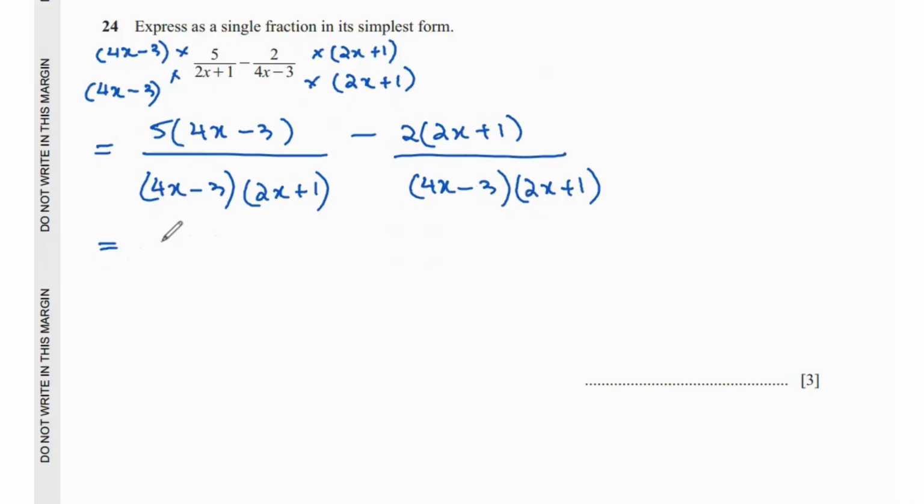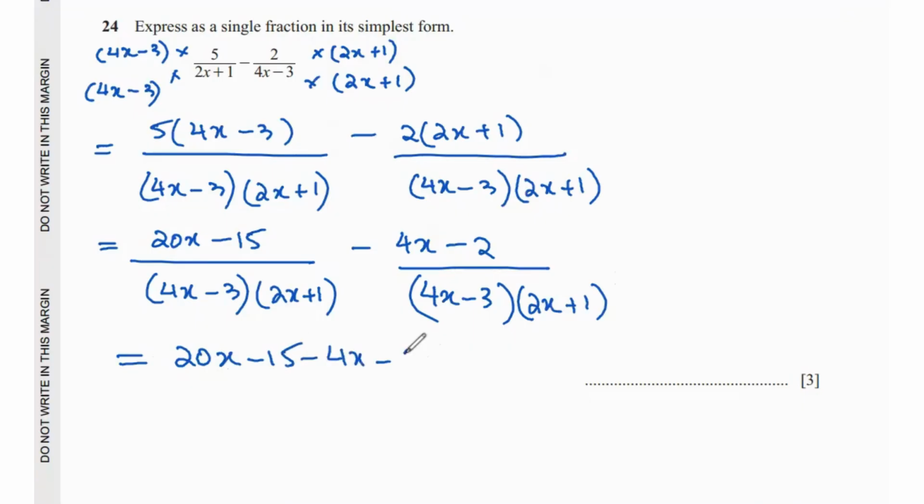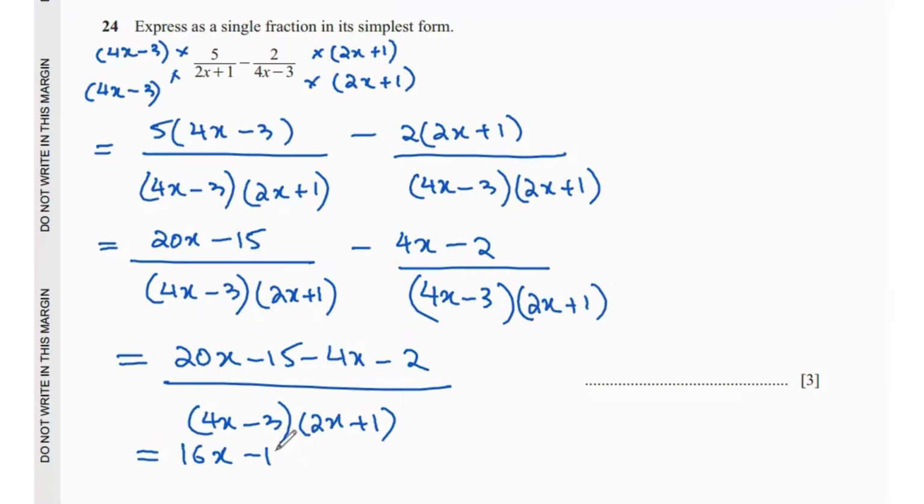Expand the bracket in the numerator. That's (20x minus 15) over (4x minus 3)(2x plus 1) minus (4x minus 2) over (4x minus 3)(2x plus 1). Combine the numerators. 20x minus 15 minus 4x minus 2. Denominator is the same, which is (4x minus 3)(2x plus 1). 20x minus 4x is 16x. Negative 15 minus 2 is negative 17. And that is divided by (4x minus 3)(2x plus 1).